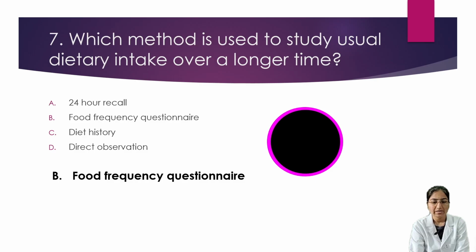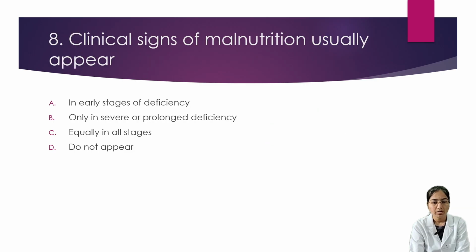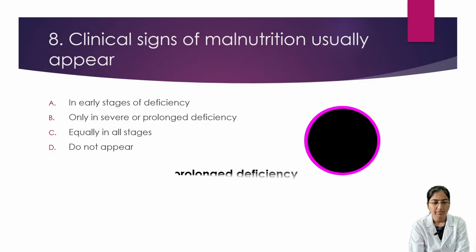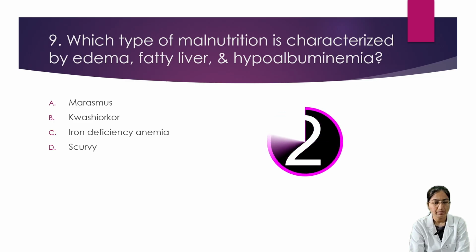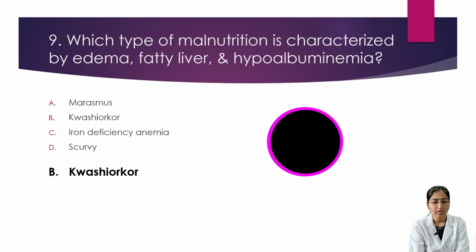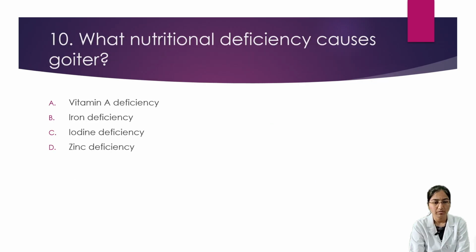Which method is used to study usual dietary intake over a longer time? Food frequency questionnaire. Clinical signs of malnutrition usually appear? That option is only in severe or prolonged deficiency. Which type of malnutrition is characterized by edema, fatty liver, and hypoalbuminemia? Right option is B, that is kwashiorkor.